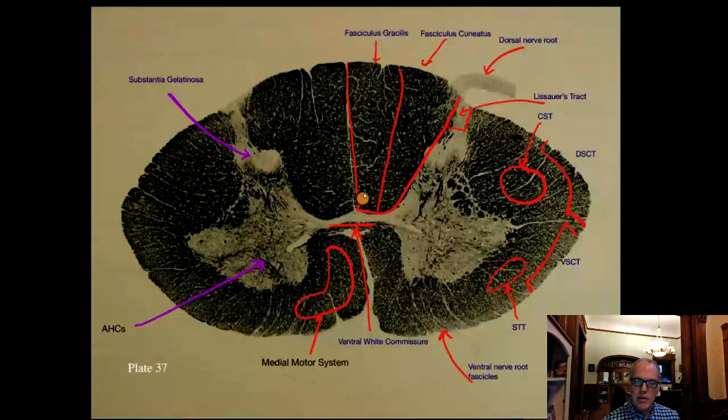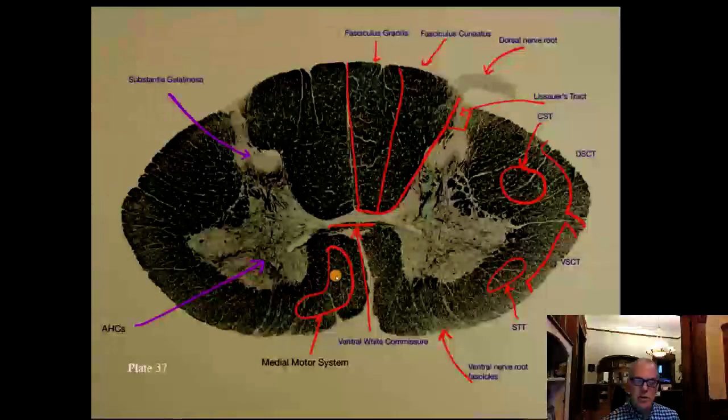Now at C8, we've got a lot of the fasciculus cuneatus, again for the arm, and fasciculus gracilis for the leg. The medial motor system here, remember a lot of this pathway just goes to cervical anterior horn cells. So it'll synapse on these anterior horn cells, like the tectospinal tract. Remember that allows you to turn your head to an auditory or a visual stimulus. So it just goes to cervical anterior horn cells.